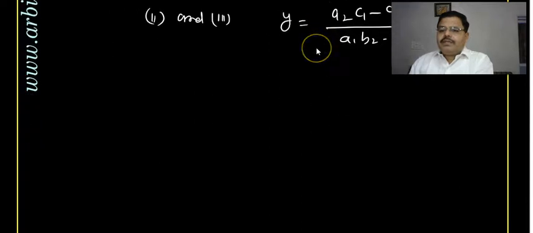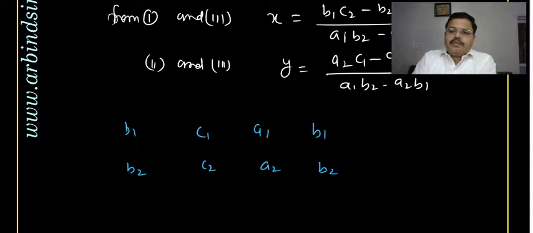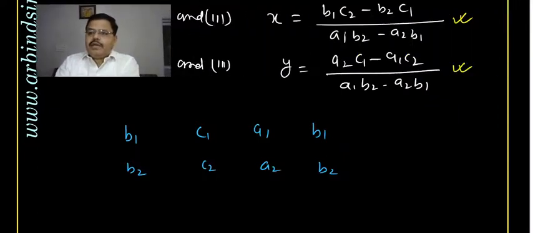To remember this, you can write it like this. I am writing it: b1, b2, c1, c2, a1, a2, b1, b2. Okay, this is b1. Now you can take some rows in which you can calculate. There is a diagram. If anyone is not able to do it directly, they can do it like this.